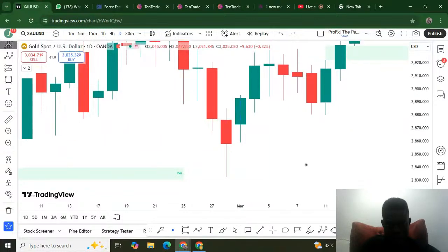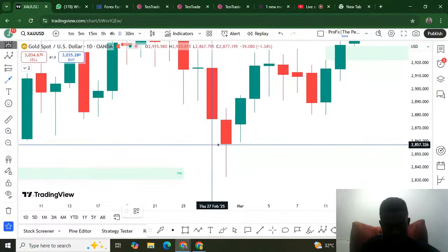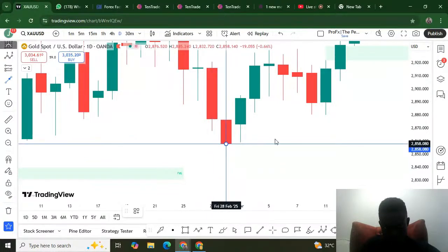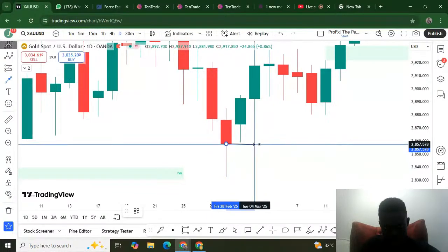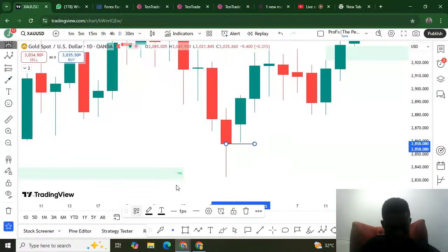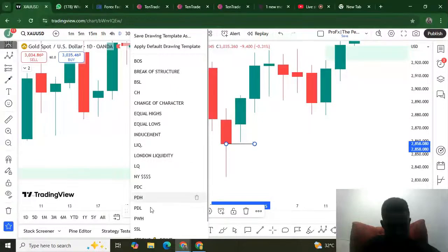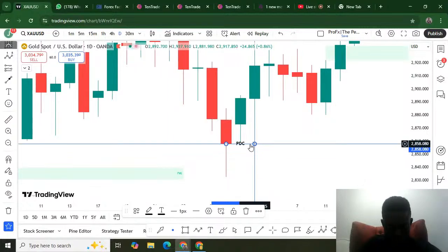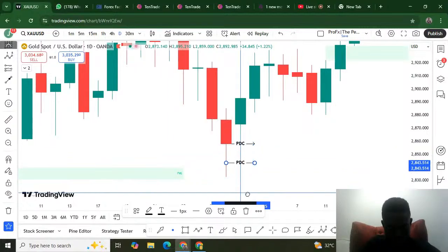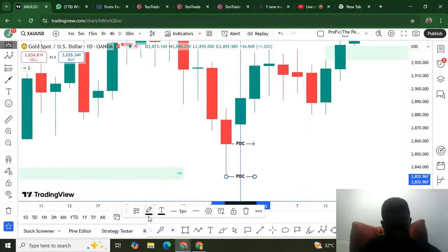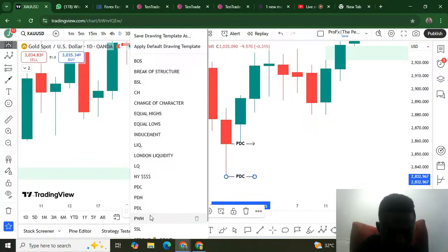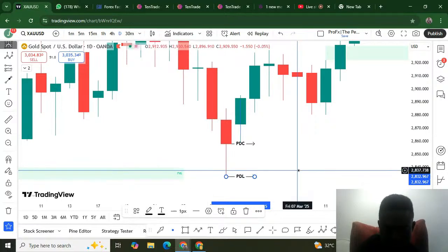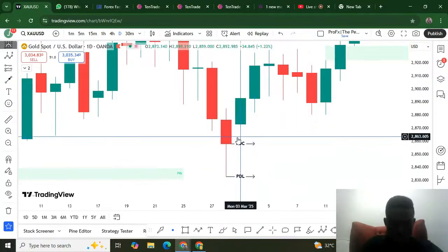What do we mark? The low and the close. So we just say, okay, this is the close, and we do boom. Okay. Previous day close. Then this is the, sorry, the low. Previous day low. That's all we need to see.